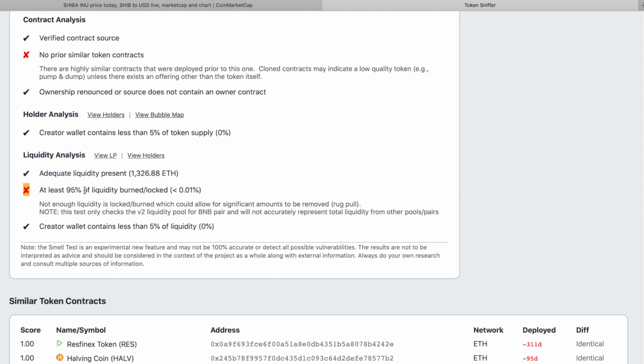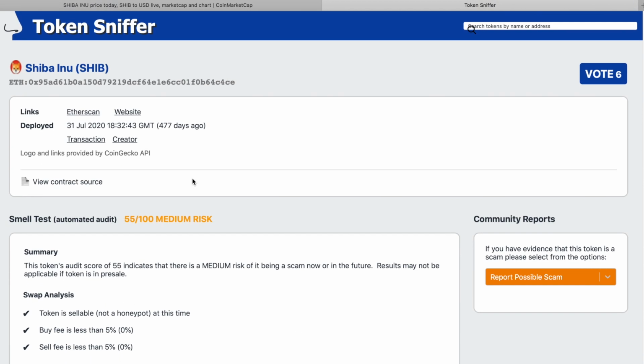Liquidity burned or locked is a very good sign. You don't need to worry that much about the coin if this one is ticked. Creator wallet contains less than 5% liquidity. Most of the times you will have this scenario where it's zero, which is another good sign. So basically this is it, guys. In this case, they scored 55 out of 100, medium risk.